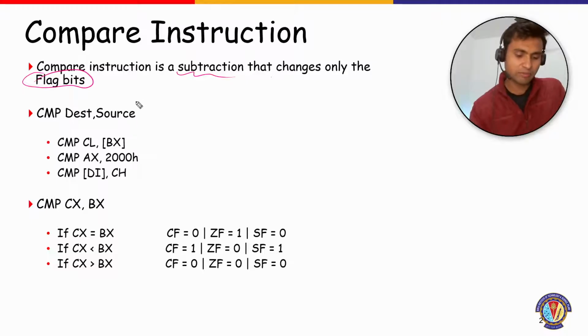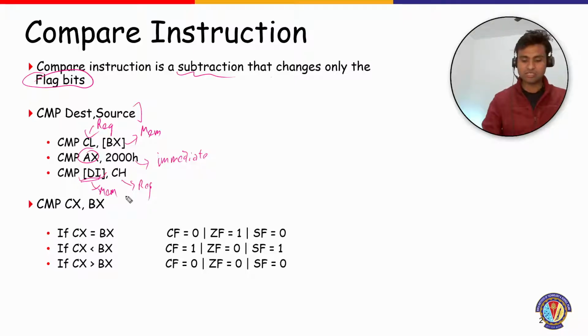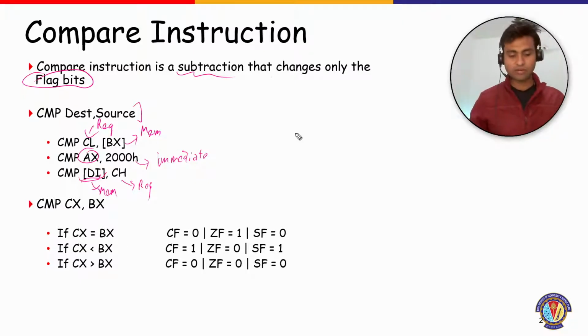So the format of the instruction is compare destination and source. Here you can put a register and here you can put a memory location. So this is memory, this is register. Here there is a register and an immediate value. And here again the destination is a memory location. This complete thing is a memory and this is a register. But there is no such thing as comparing two memory locations. You have to avoid that. You can do it by bringing in some data, but you don't directly do a comparison between two memory locations, just like our move instruction.